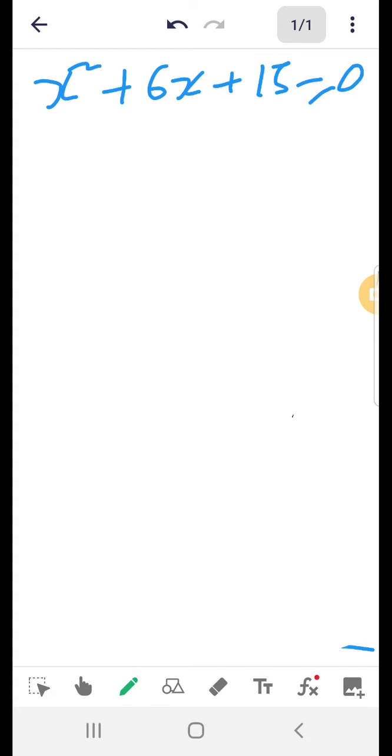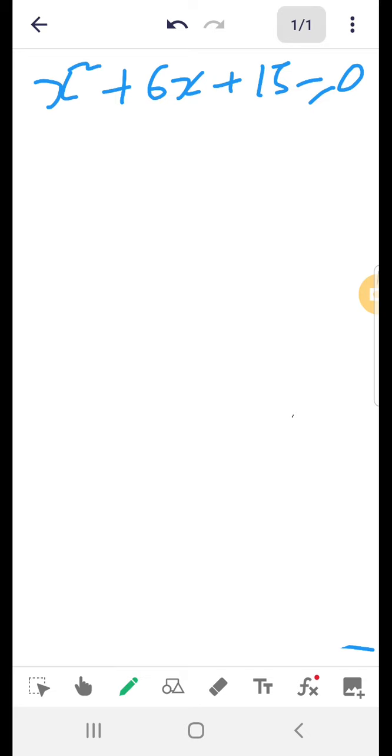So if you have x squared plus, let's say, 6x plus 15 equals 0, how are you going to solve this? Well, if you try to find the product here, we see that it's 15 and the sum is 6. The two numbers whereby if you multiply them you get 15, and when you add them you get 6. What are those two numbers?